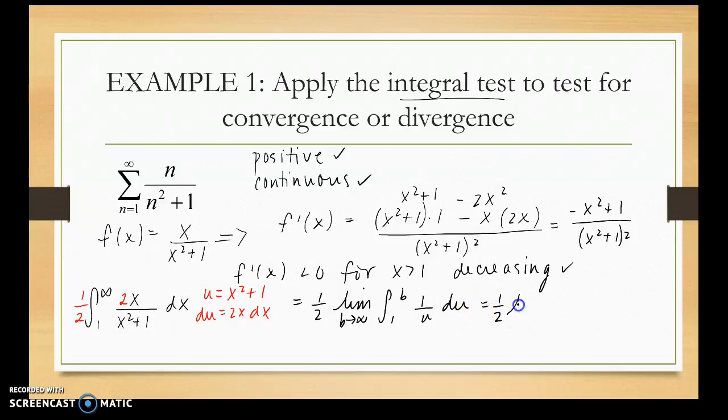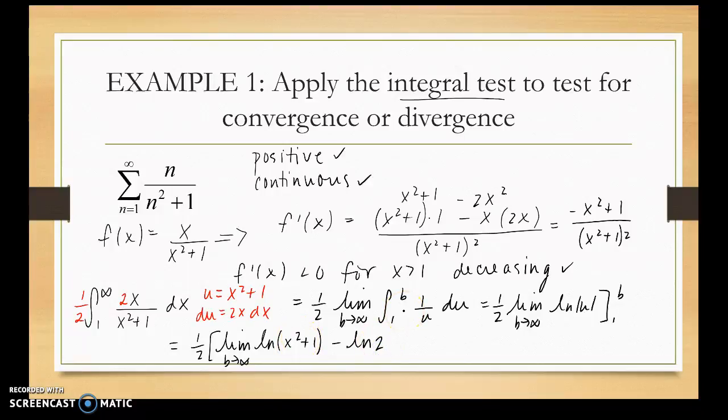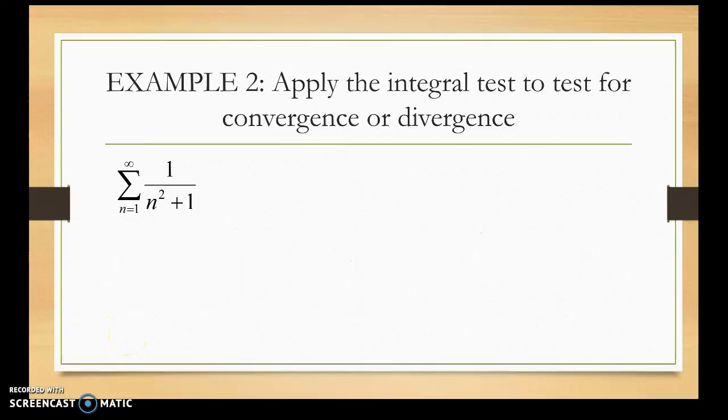So this antiderivative, 1/2, limit as b approaches infinity, ln of u from 1 to b. Sorry, I didn't leave enough room. So 1/2, limit as b approaches infinity of the ln, u is x squared plus 1, minus the natural log of, when I plug 1 in, 1 squared is 1 plus 1 is 2, minus the ln of 2. This limit approaches infinity, therefore the series diverges. Okay, so if the limit exists, then the improper integral would converge, and therefore the series would converge. Since the limit does not exist when we attempt to evaluate the improper integral, both the series and the integral diverge.